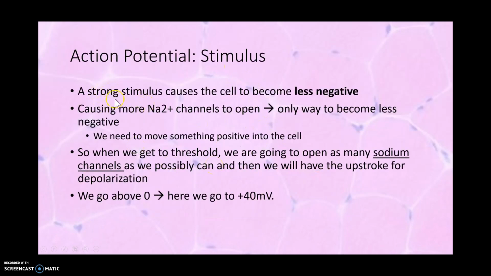But once again, a strong stimulus causes the cell to become less negative, causing those sodium channels to open on the membrane. It's the only way we can become less negative. We need to move something positive into the cell, which is sodium. So when we get to threshold, we're going to open as many sodium channels as we possibly can, and then we will have that upstroke for depolarization. And that's where we can transmit one signal to the next. So when we go above zero, we can go up to positive 40.